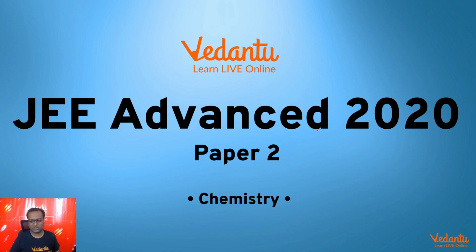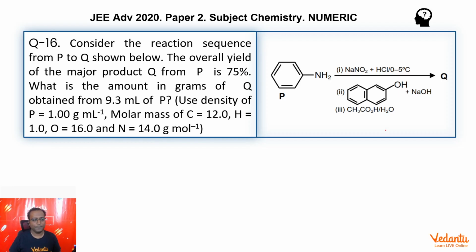Today we are going to talk about JEE Advanced 2020 Paper 2 and question number 16. It's a numeric type question, so be careful of calculations, be as accurate as you can. Consider the reaction sequence from P to Q shown below. The overall yield of the major product Q from P is given to us. What is the amount in grams of Q obtained from this much ml of P, and there is some data given. We also have some organic reaction given to us so that we can find Q. Okay, let's first come to our question.